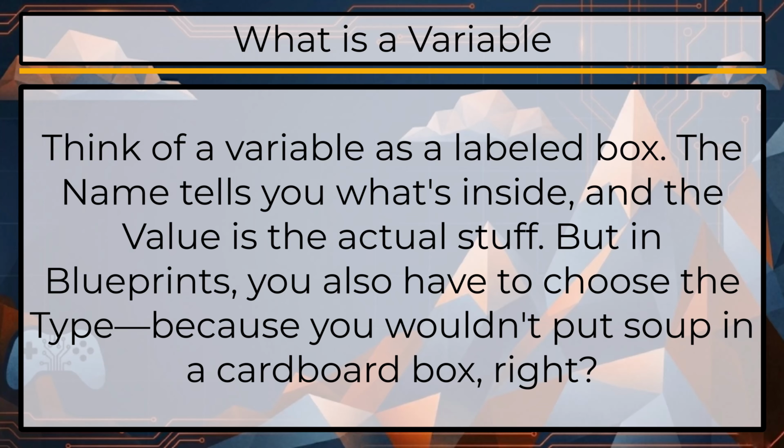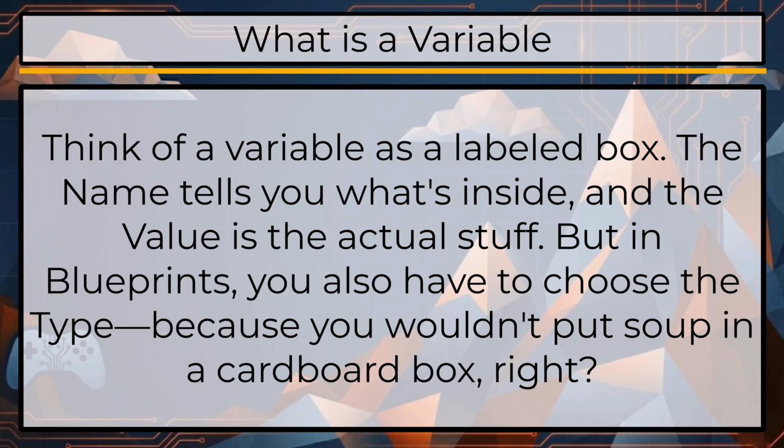So what exactly is a variable? Well, when you're building logic in blueprints, you need to store data, whether it's the player's health, their name, or where they're standing in the world. We do this using variables. And every variable has a specific type that defines what kind of data it can hold. Think of it like organizing your game's memory into different labeled containers. Let's look at some of the most common ones you'll use.